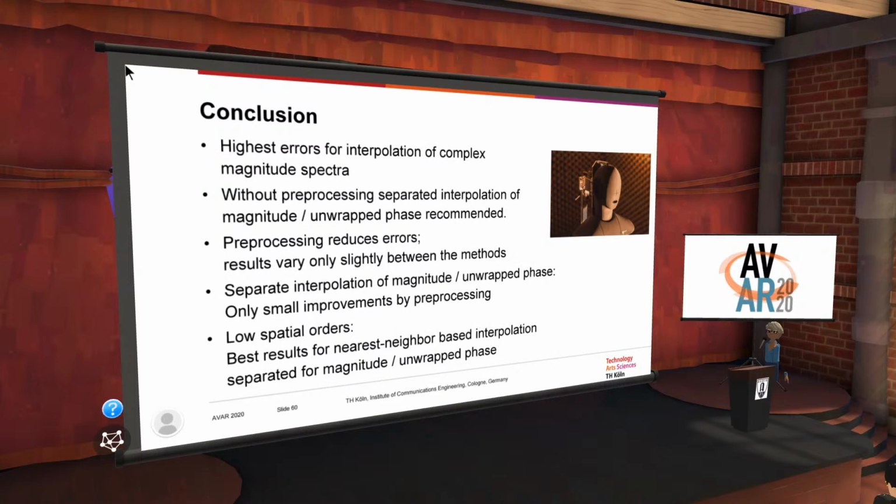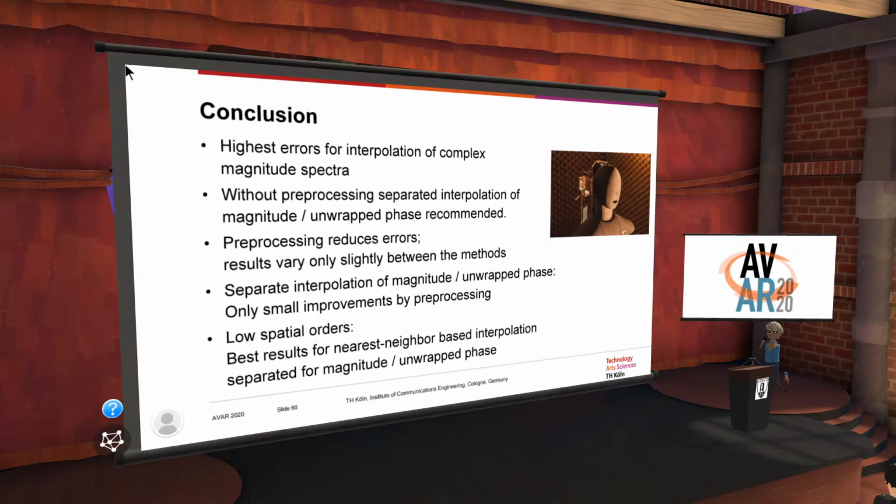And I hope that you get some idea of that. So what you should please avoid is doing the interpolation of the complex spectra. It doesn't matter if it's nearest neighbor based or SH based. If you do this without preprocessing and without interpolating magnitude and phase separately, it doesn't really work fine. If you don't want to do preprocessing, you can interpolate magnitude and phase separately, or you apply preprocessing. Furthermore, we found that the combination of separate magnitude and phase interpolation and preprocessing does not give a big benefit.